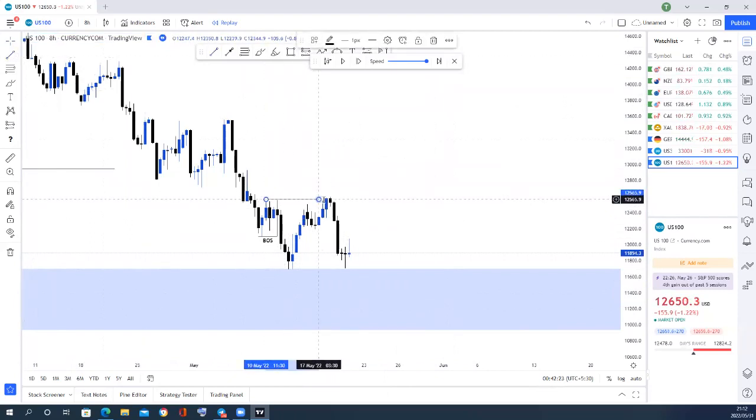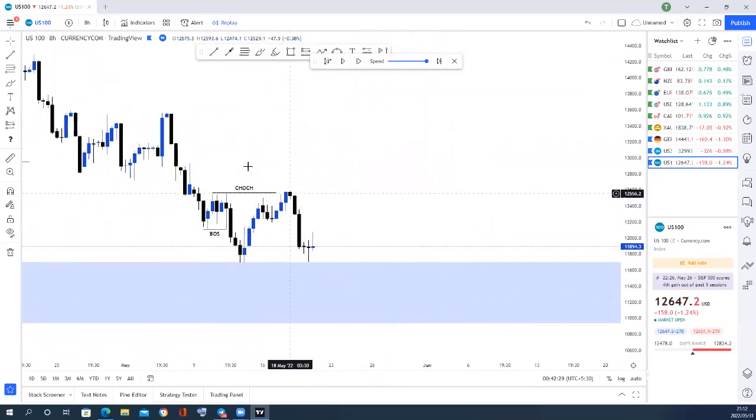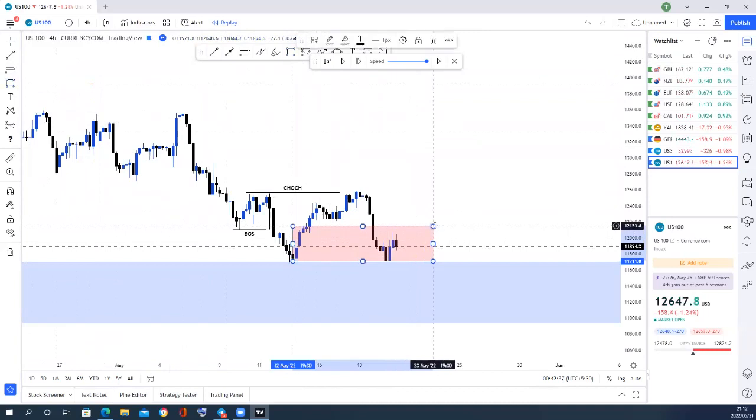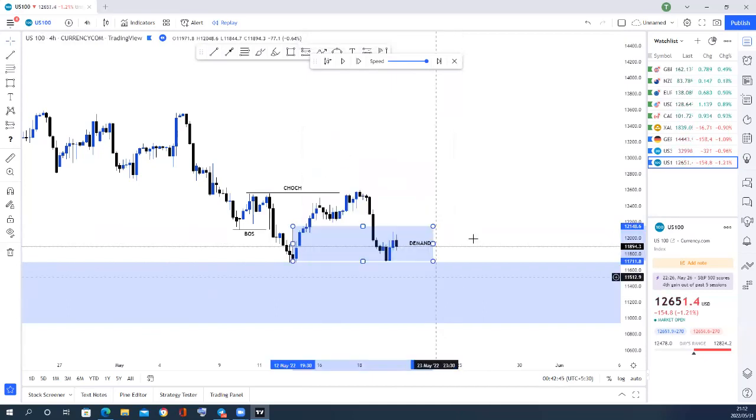It takes out this high here, giving us what? A possible change of market character. Not a change of market character, a possible change of market character. So which means if you go to maybe a 4-hour time frame, you'll see that okay, we might have this guy as our point of interest here, our demand level.